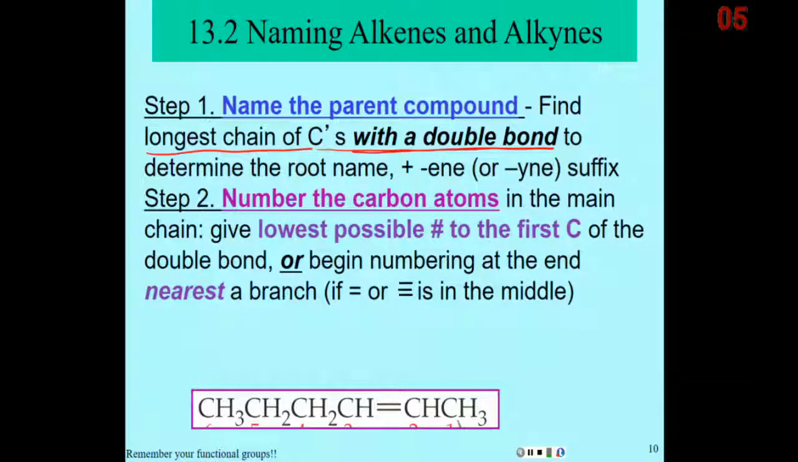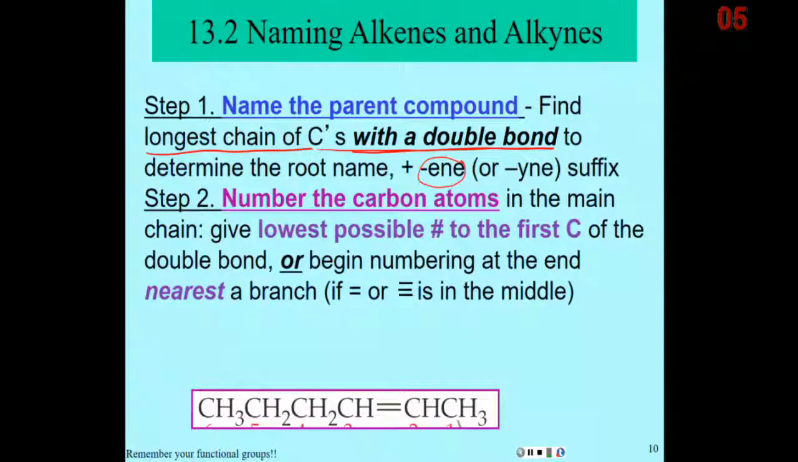And then you're going to give it the root name, in other words, that describes the number of carbons, but we'll change the ending from the ANE of alkanes to ENE, or if you happen to have a triple bond, and we won't run into many of them, you'll put the YNE for the triple bond as the suffix. We'll look at them in a minute.